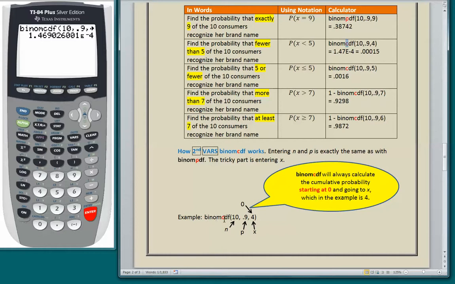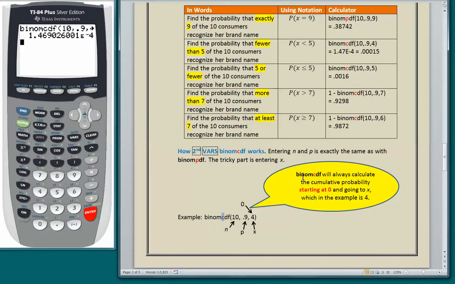We did binom CDF, so there you see the C. N and P are just like with binom PDF. N is 10, P is 0.9. But then we put 4 in here. Remember the problem said find the probability that fewer than 5 of the consumers. That means 0, 1, 2, 3, or 4. So we put a 4 in here.